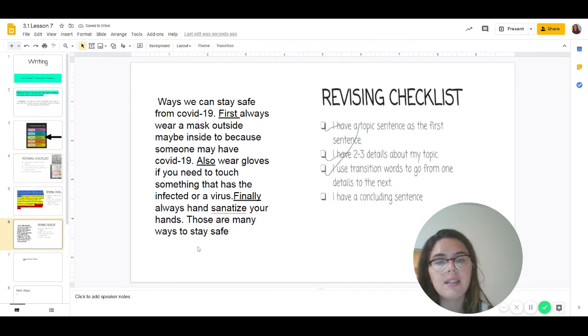I have a concluding sentence. Let's see their last sentence. Those are many ways to stay safe. Yes, they do. They have the last sentence that wraps it all together. So this student would be ready for editing, right? This person can edit.